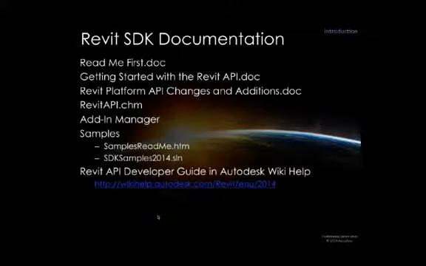As said, the Software Developer Kit consists mainly of documentation and samples. There's a README first document, a Getting Started with the Revit API document, and changes and additions made from previous releases of the API. There's the help file, revitapi.chm, which lists all of the classes with their properties and methods. There's an add-in manager utility, and a huge collection of samples which cover almost every aspect of API development. The Revit Developer Guide is available online from the Autodesk Wiki help.